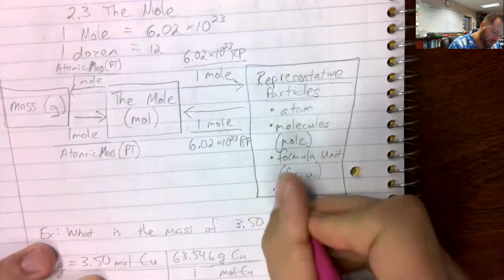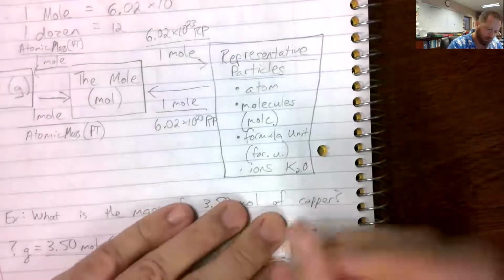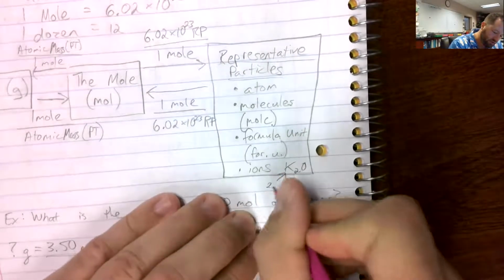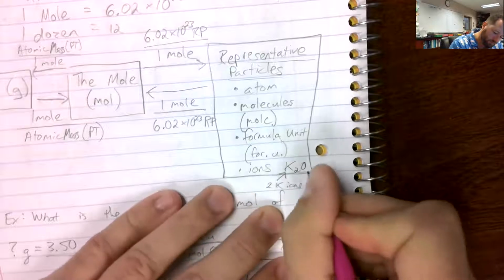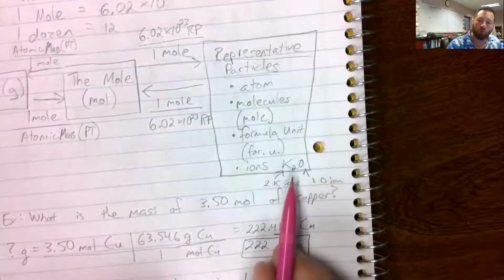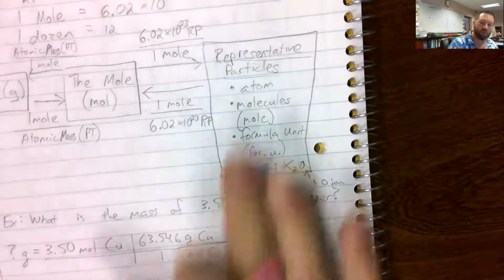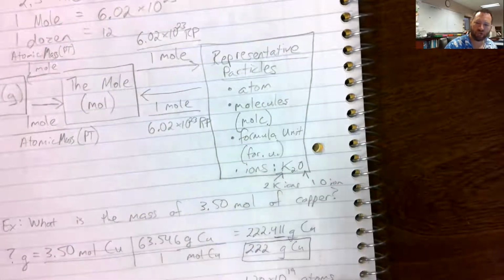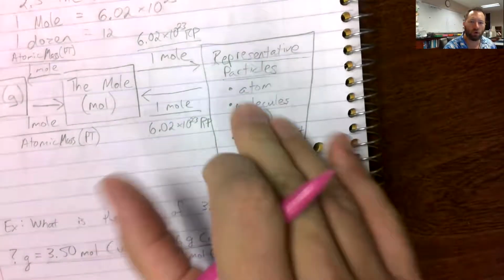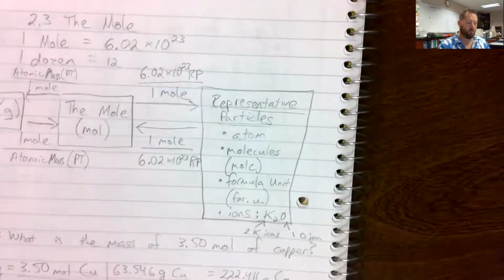And you're sometimes even going to have ions. For ions, specifically, let's say you have K2O. Well, K2O has 2 K ions and 1 oxygen ion, and I have to look at the chemical formula when working with ions. So you might see a lot of these different representative particles as you're working. Don't be thrown off, they all work the same way: 1 mole of any of them is 6.02 times 10 to the 23rd.